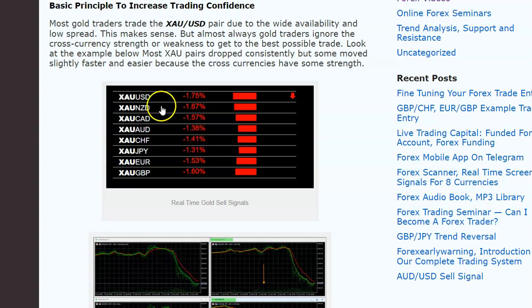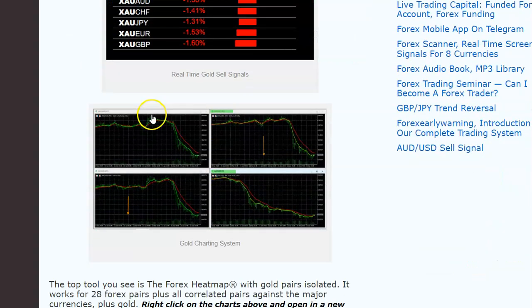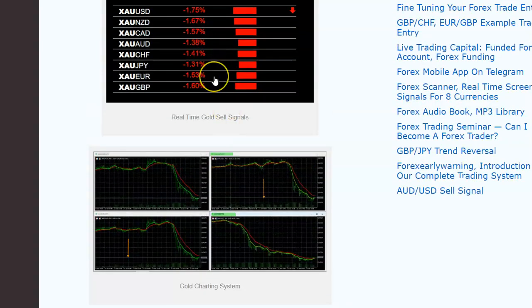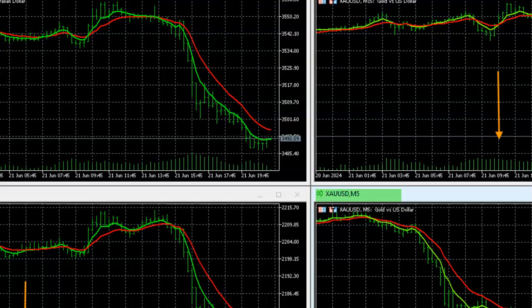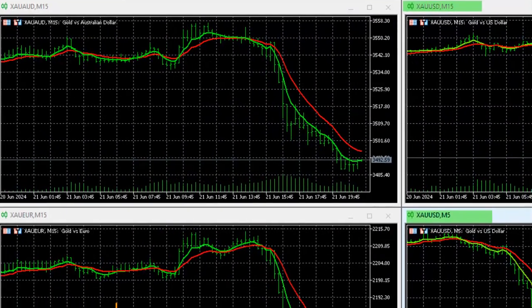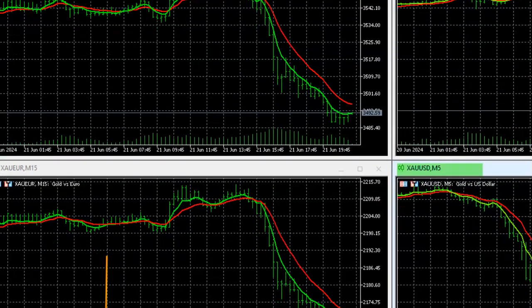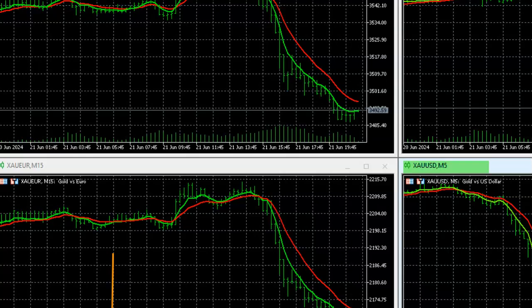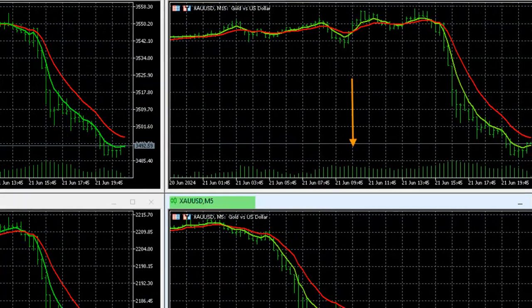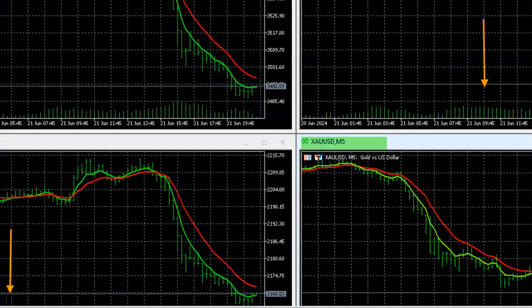So look at this example here. Gold is dropping against all the major currencies, the top 8 currencies, and your charting system is set up to look almost exactly like the live indicator. This is our Forex Heatmap live indicator. So you've got gold against several of the currencies, like the euro or the US dollar. This is the one you're going to trade or try to trade. But look, it's dropping against the euro too.